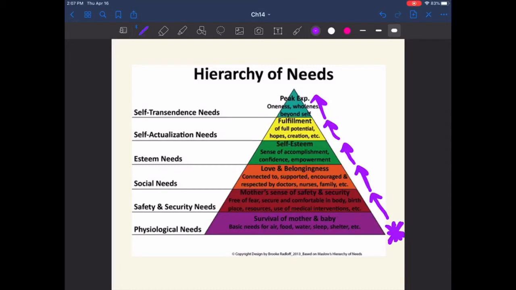So down here at the bottom are your physiological needs. First, your most basic survival needs have got to be met. So you need air, food, water, sleep, and shelter, right? And then after that, you have needs for safety and security. So feeling free of fear, secure and comfortable in your body, your birthplace, your resources, things like that. So just not being fearful of impending danger or an inability to survive with the things that you need.